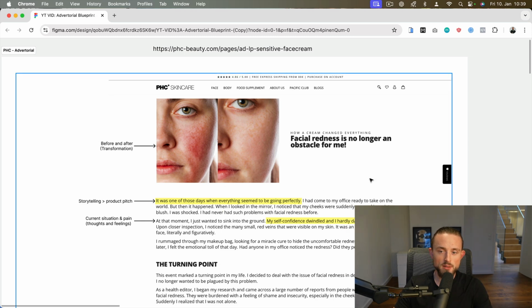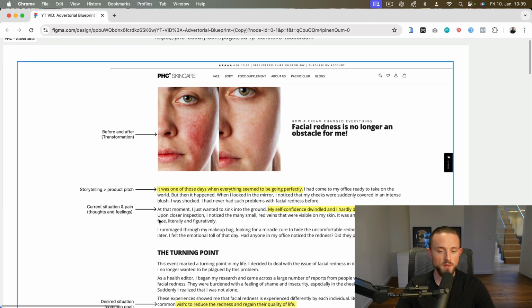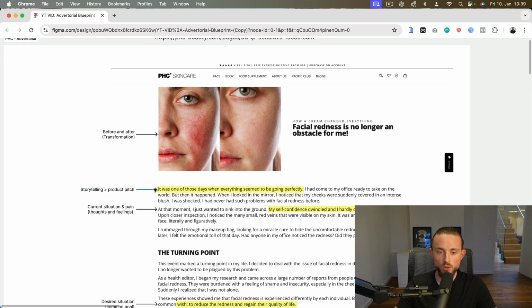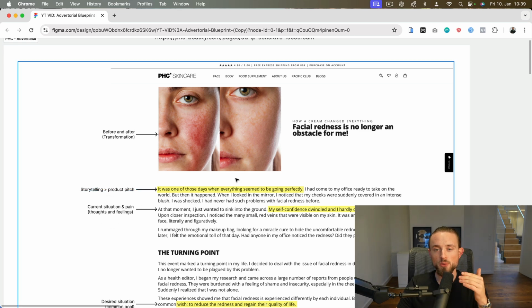So in the first above the fold, you can see that we basically show the desired transformation in the before and after picture. And then we also have a hook saying, facial redness is no longer an obstacle for me. So basically, this is really great in the above the fold where you directly talk about the desired situation or showcase it in an image. And then also you want to do it with the headline. And then what you're going to find throughout this whole advertorial is that it's basically a point of view story, right? So it's basically a point of view story from the customer who's trying this product.